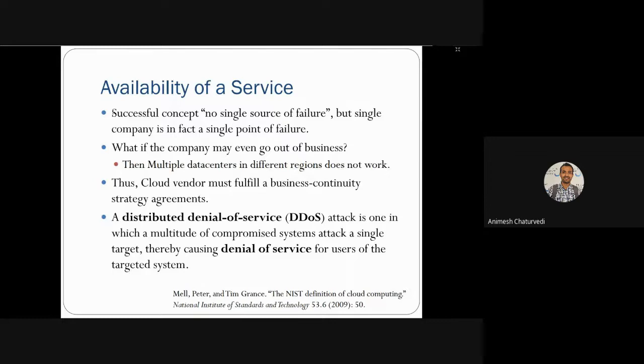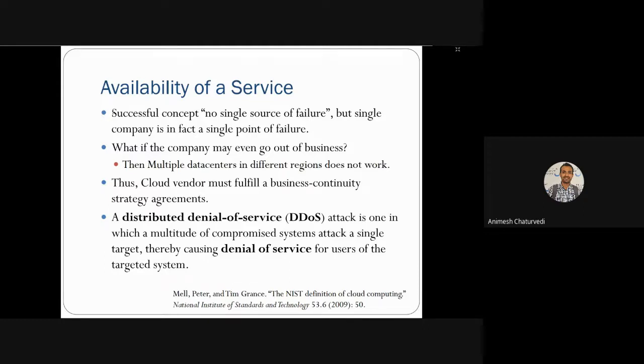Then, a company may even go out of business if you are using some cloud vendor. That cloud vendor goes out of business and stops providing service. For example, Orkut has gone out of social media. So they gave time for their users to download their images or data that they had uploaded on Orkut. That's why you need to depend on multiple data centers or multiple companies, and you can have different regions for doing this kind of work. Thus, some cloud vendors must fulfill some business continuity and strategic agreement in such conditions. So we are expecting a cloud vendor to have a specific goal and a specific strategy and to meet all the agreements.